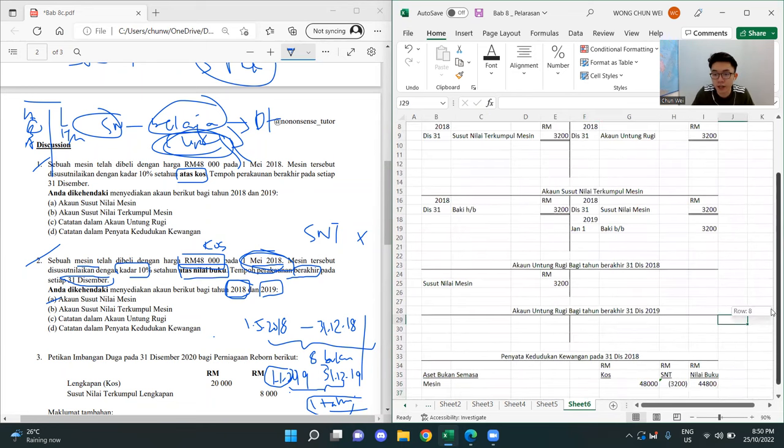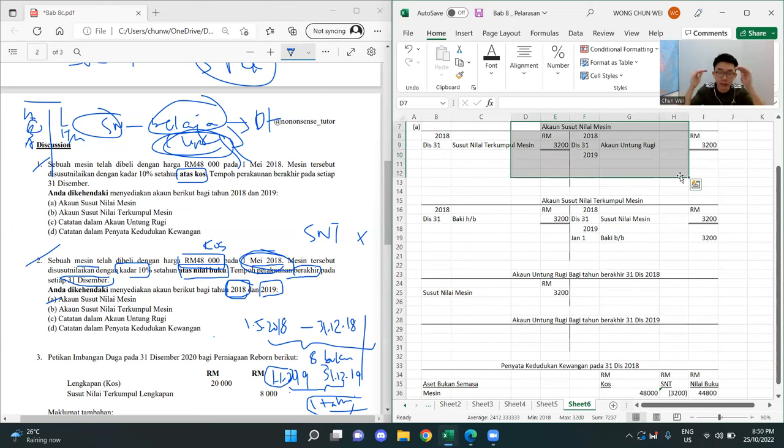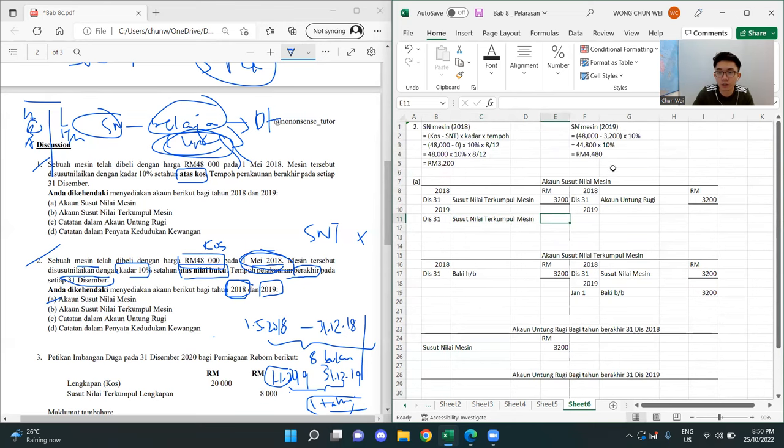So after that, you do the same way of recording. Now we go to 2019. Since you already got account susut nilai machine, you don't have to book up another account for nilai machine. You just continue. So for 2019, same thing. We're going to debit our susut nilai machine on December 31st. I told you it's always the last date. Okay, the tempoh perakaunan berakhir, December 31st. So here, same, send it to susut nilai terkumpul machine. How much is it now? We already calculated 4,480 for 2019. So you put 4,480, you debit susut nilai machine, and you have to credit your SNT.